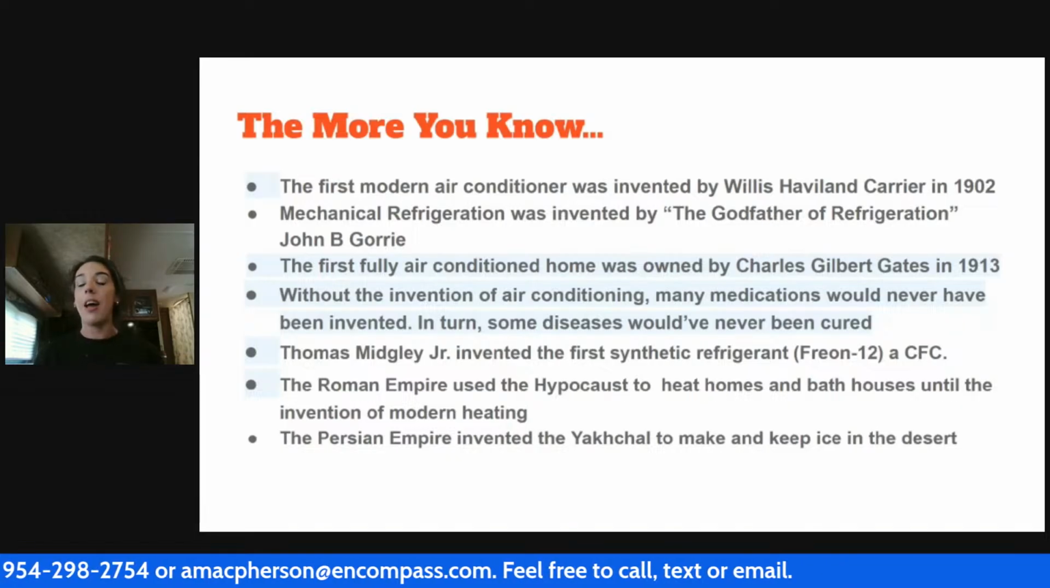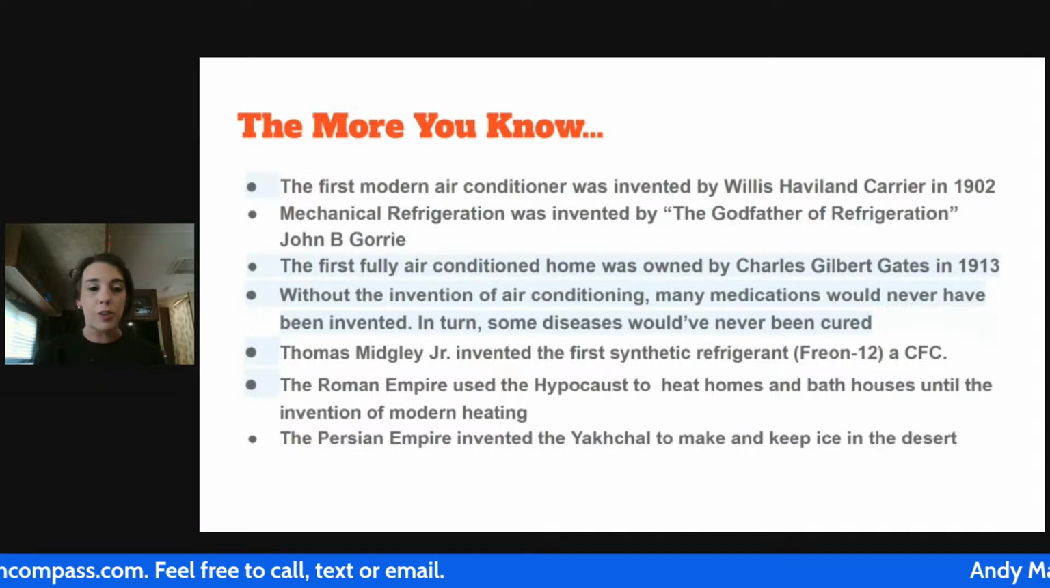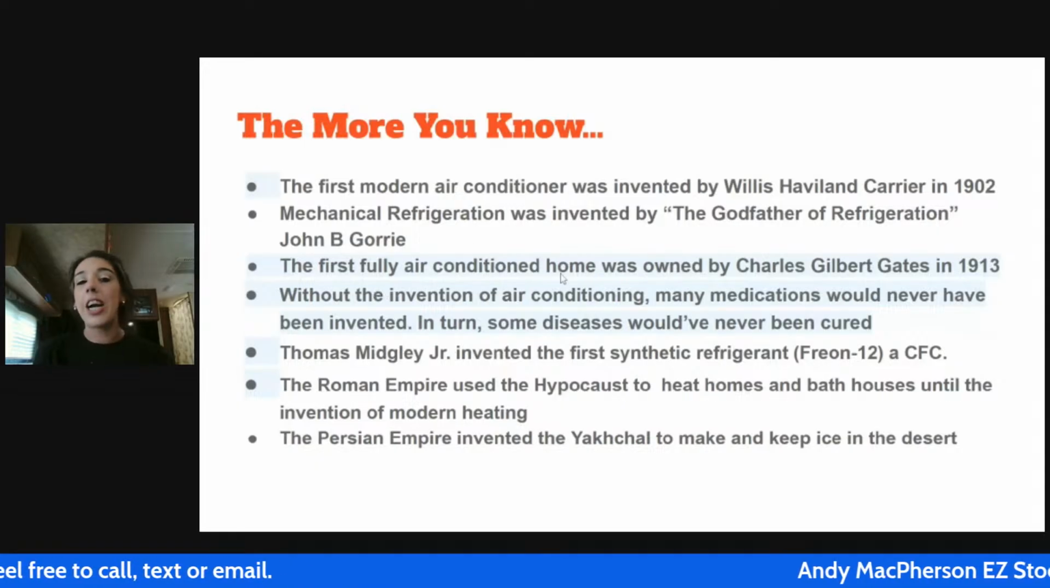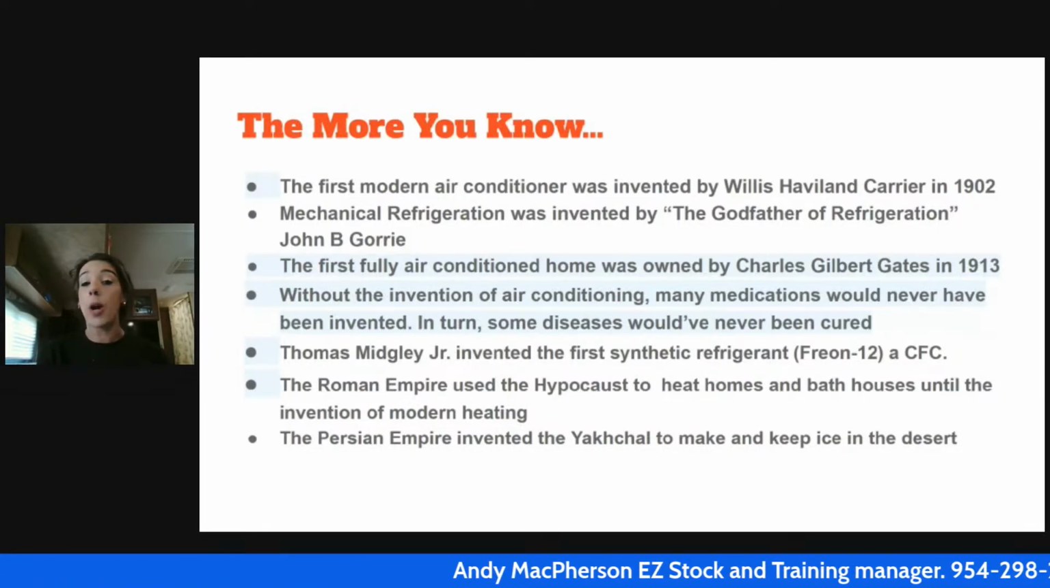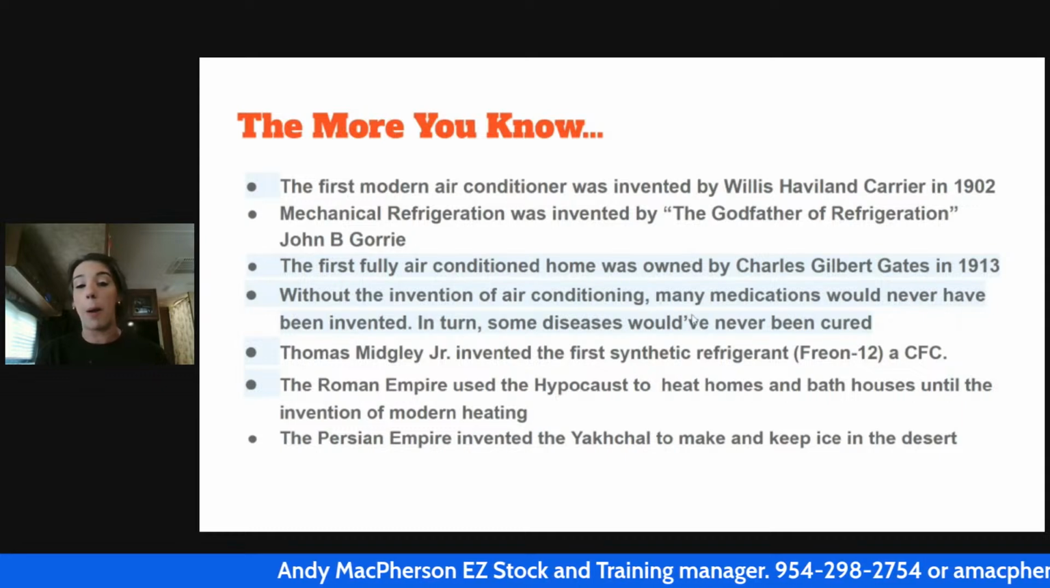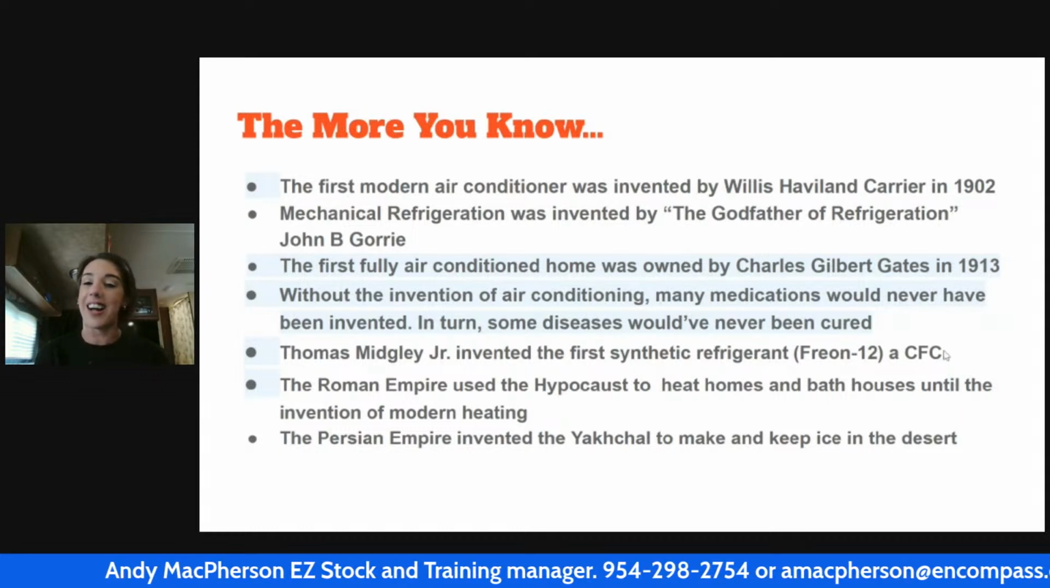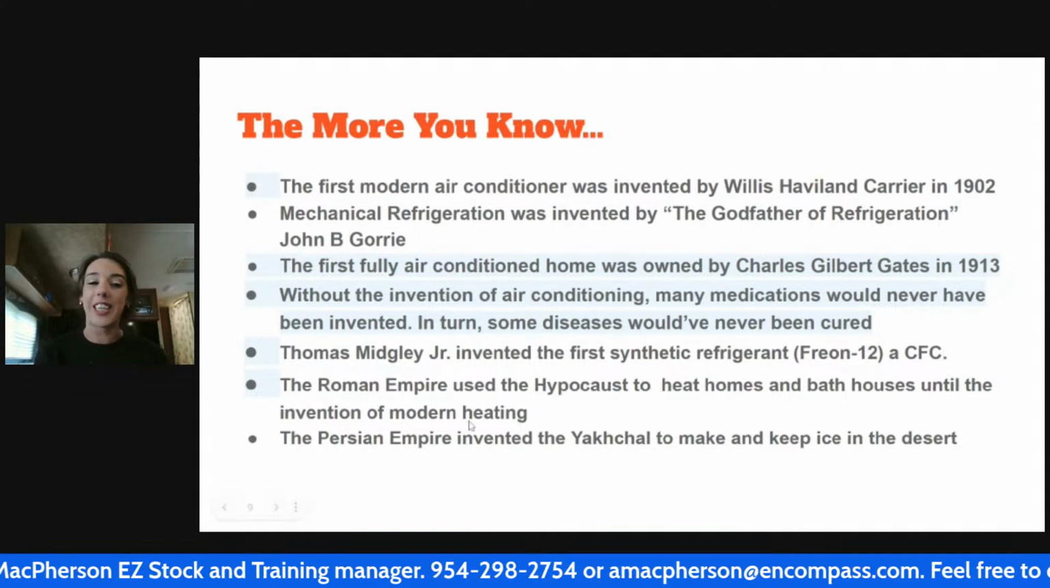We wouldn't have lots of things that we have today. We wouldn't have air conditioning. We wouldn't have any of these things. We wouldn't have refrigerators. The first fully air-conditioned home was owned by Charles Gilbert Gates in 1913, and it was fully air-conditioned. I cannot promise that we didn't have cold spots and hot spots, but it was fully air-conditioning.